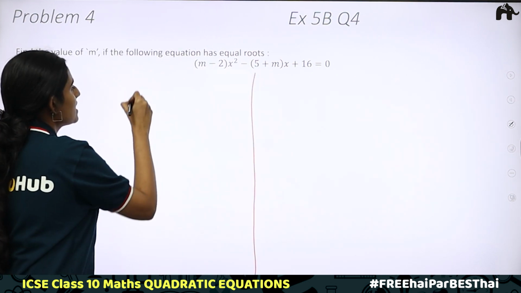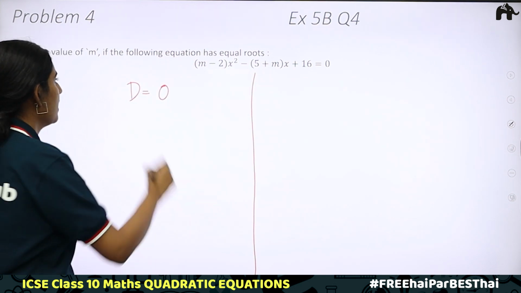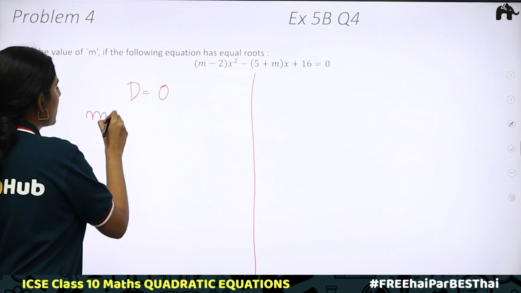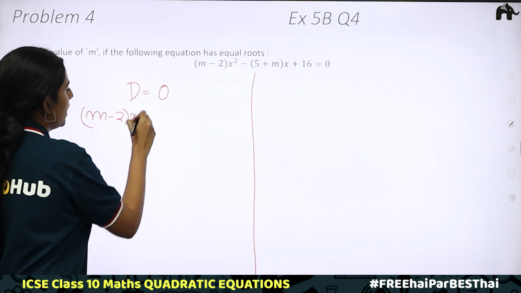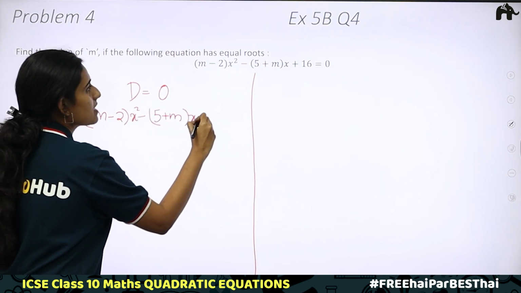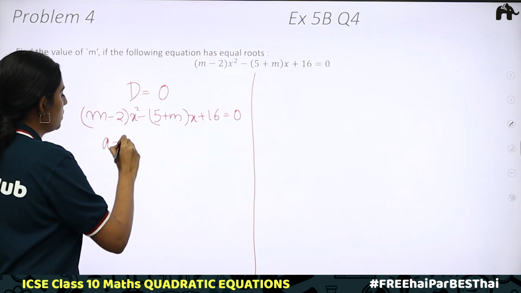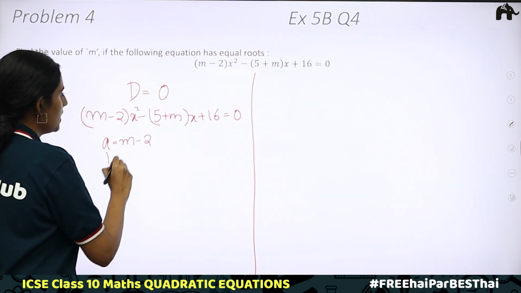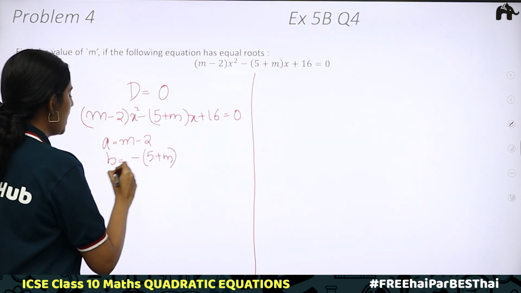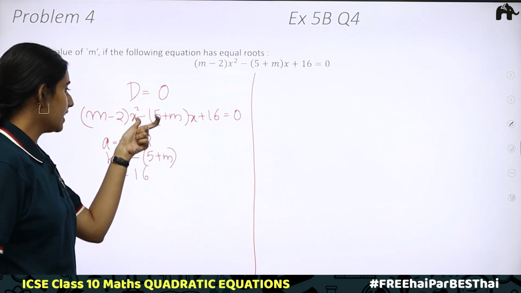We know the discriminant should be equal to 0 to get equal roots. What are the values of a, b and c? The equation is (m minus 2)x square minus (5 plus m)x plus 16 is equal to 0. Here a is equal to m minus 2, b is equal to minus (5 plus m) and c is equal to 16. Okay, you should take this negative.